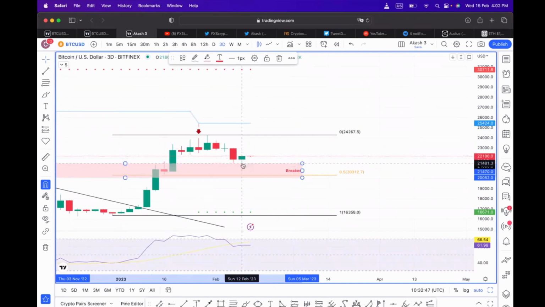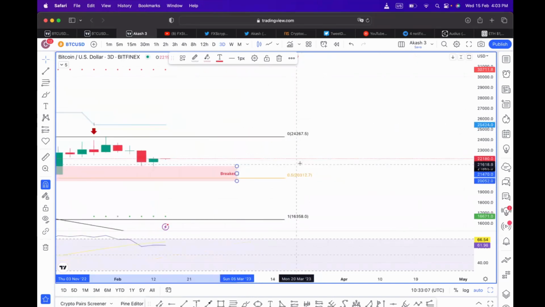I think it was the CPI, right? It was yesterday. That's when we wicked down. It was a good little move into the breaker. If the breaker is valid, you can expect a replenishment of the bullish momentum that will propel Bitcoin up to 25K. That's where I'm expecting it to go first.